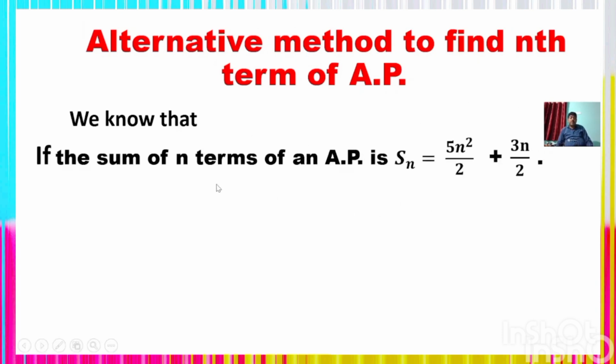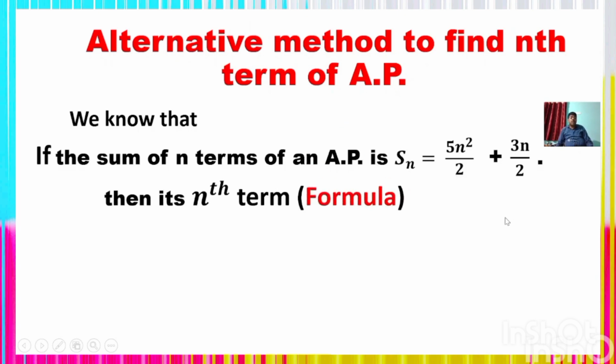All of you know, if the sum of n terms of an AP, Sn, is equal to 5n square by 2 plus 3n by 2, then you can find out the nth term using the formula an is equal to Sn minus Sn minus 1. Note down this problem. It is one of the important formulas: an is equal to Sn minus Sn minus 1.